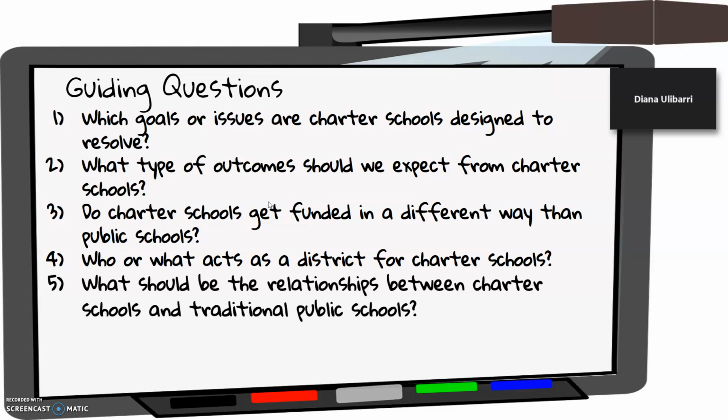The guiding questions that we have for this presentation are: which goals or issues are charter schools designed to resolve? What types of outcomes should we expect from charter schools? Do charter schools get funded in a different way than public schools? Who or what acts as a district for charter schools? And what should be the relationships between charter schools and traditional public schools?